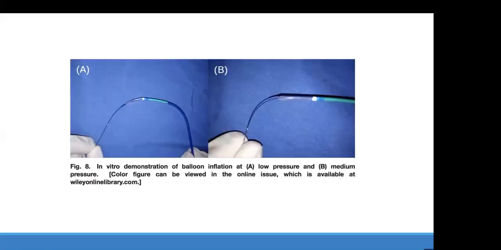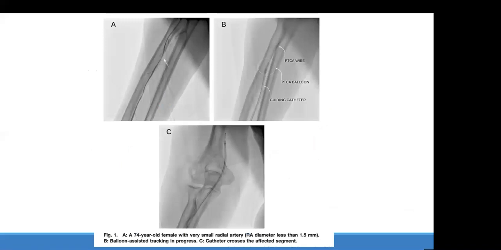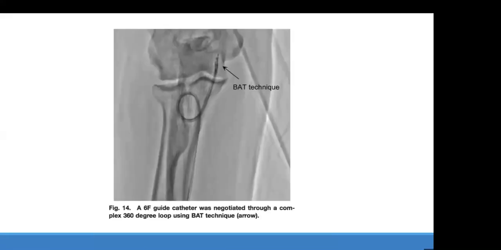That's how it looks in vitro. Hopefully it's clear. That's a very spastic artery which went smoothly into the distal radial after doing the PAT technique. PAT is balloon assisted tracking.